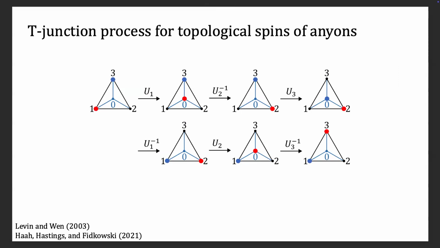What's 0? 0 is just some vertex. So 0, 1, 2, 3 are just the labels of 4 vertices. Yeah, but this is on the lattice, right? Yeah. So if I have a trigonal lattice where I label 1, 2, 3.